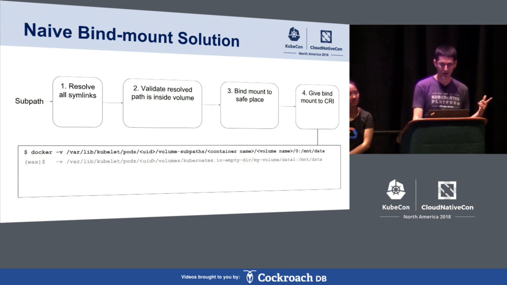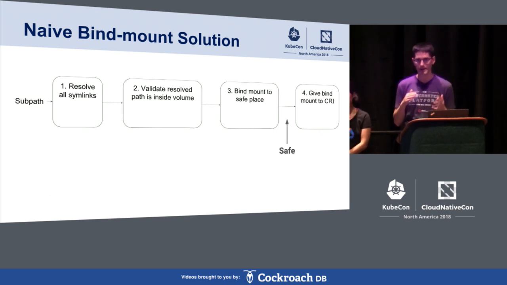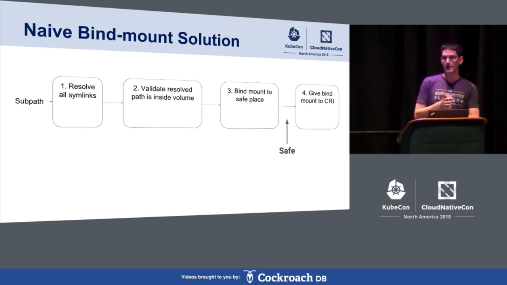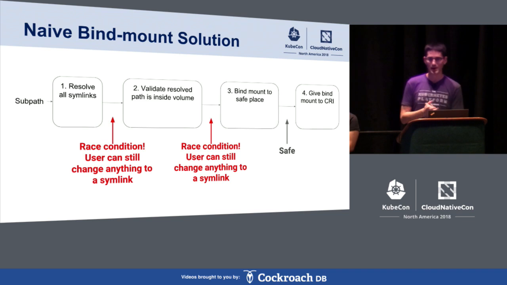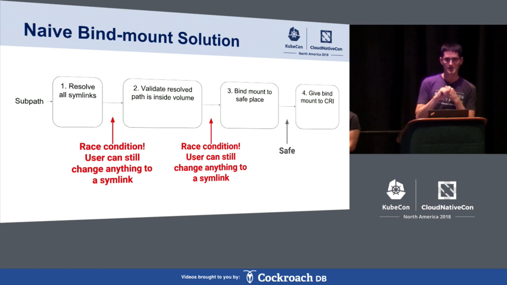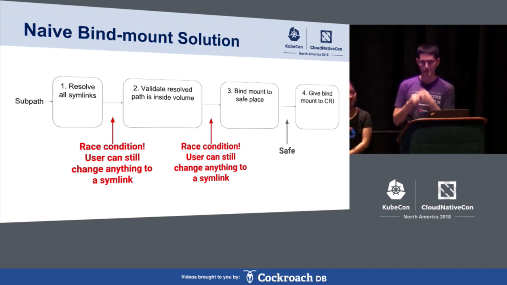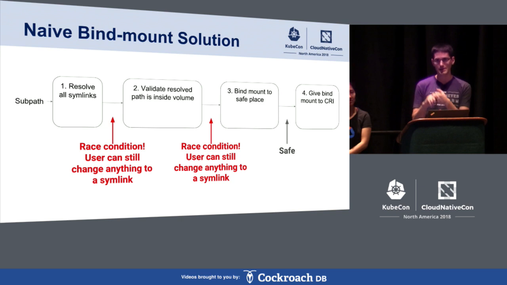So this way, we have a safe way to give subpath volumes to the container runtime, but everything before the bind mount is still unsafe. While we are resolving symlinks, while we are checking the destination, the user still can modify the content of his or her volume and do bad things there.